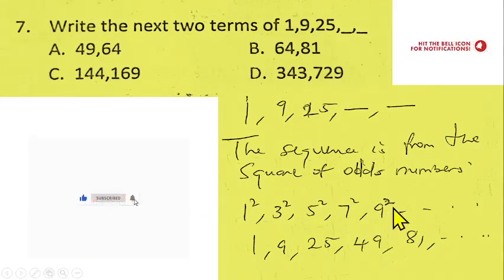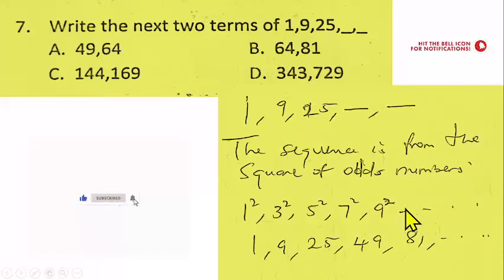9. 9 square will give us what? 81. So there is an omission here. There's a typographical error here. So the next two sequence will be 49 and 81. So there's an error in this. Out of the two, one of them has an error here.